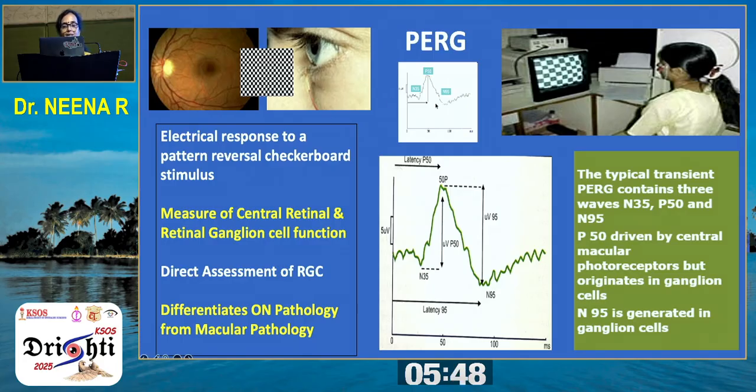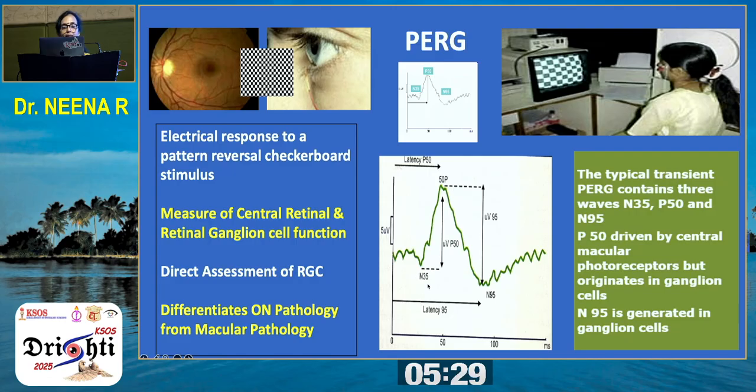Next, moving on to pattern ERG. This is not very commonly utilized, but it's a wonderful tool if you have a patient with vision loss of unknown cause, because it can differentiate optic nerve pathology from macular function. So you can look at this wave. What does it do? It's an electrical response to a pattern stimulus, just like you have a pattern VEP. You're recording the ERG to a pattern stimulus.